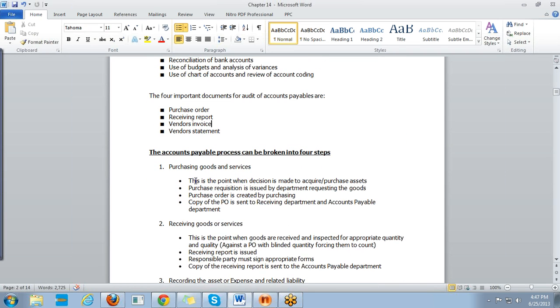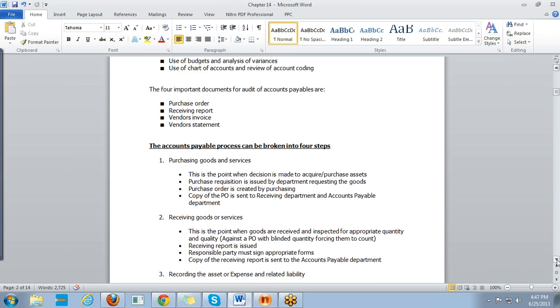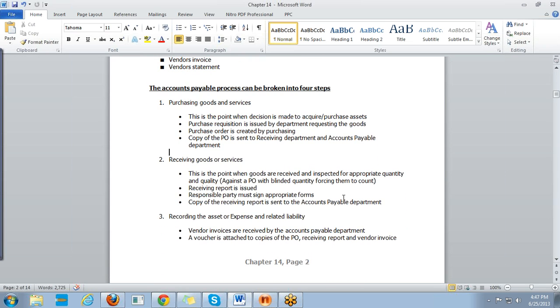Purchasing goods and services. Purchase requisition is issued by the department requesting the goods. PO is created. A copy of the PO is sent to the receiving department and the AP department. Okay? Receiving department and accounts payable department. Goods are then received. When goods are received, the receiving department sees a blinded quantity on the purchase order, because it forces them to count. The receiving report is then issued, okay, and then a copy of the receiving report is sent to the accounts payable department.